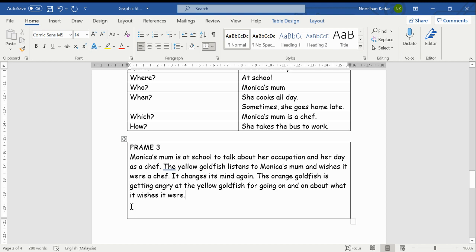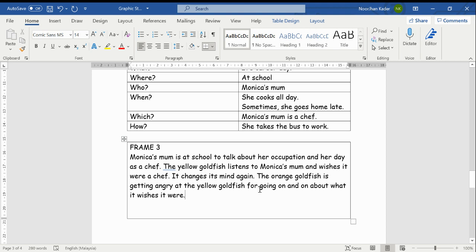Let's see the sentence, the narrative for frame three. Okay, let's check. Monica's mom is at school to talk about her occupation and her day as a chef. The yellow goldfish listens to Monica's mom and wishes it were a chef. It changes its mind again. The orange goldfish is getting angry at the yellow goldfish for going on and on about what it wishes it were.